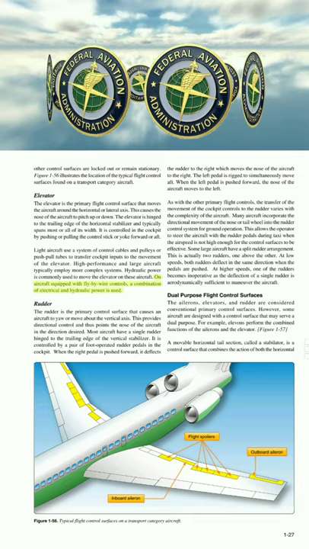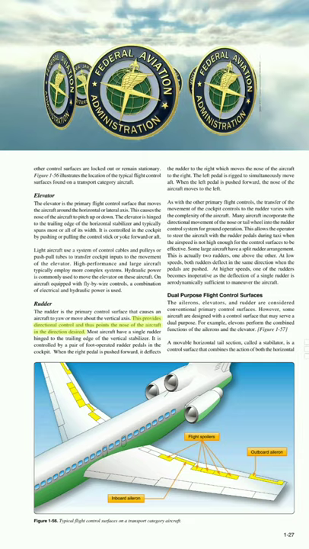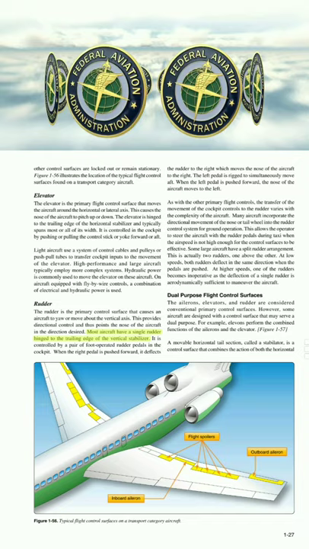Rudder. The rudder is the primary control surface that causes an aircraft to yaw or move about the vertical axis. This provides directional control and thus points the nose of the aircraft in the direction desired. Most aircraft have a single rudder hinged to the trailing edge of the vertical stabilizer. It is controlled by a pair of foot-operated rudder pedals in the cockpit.